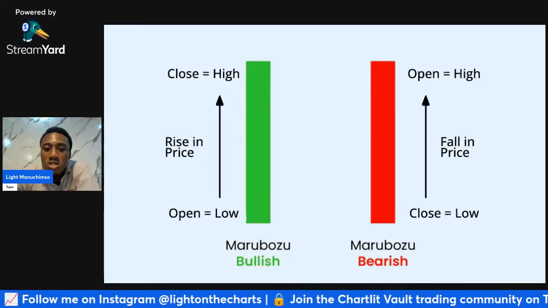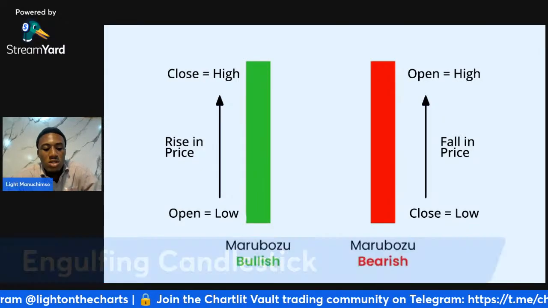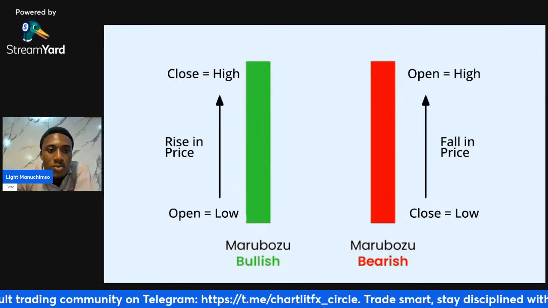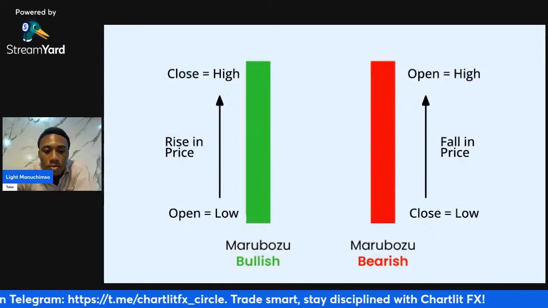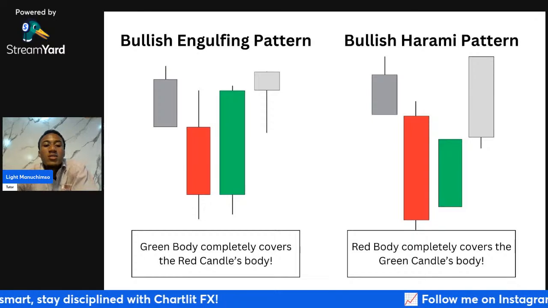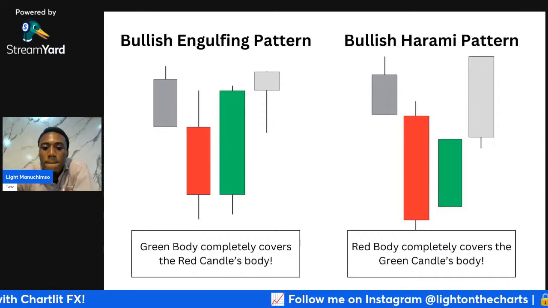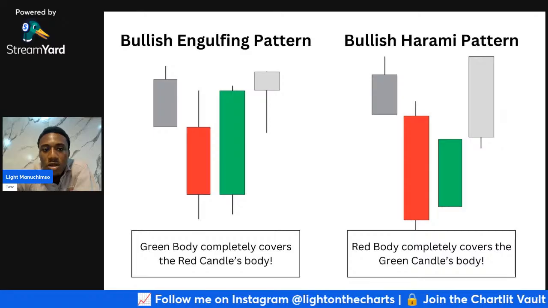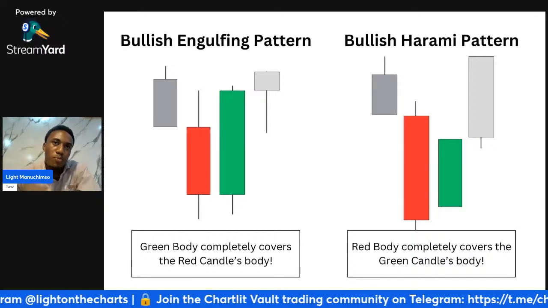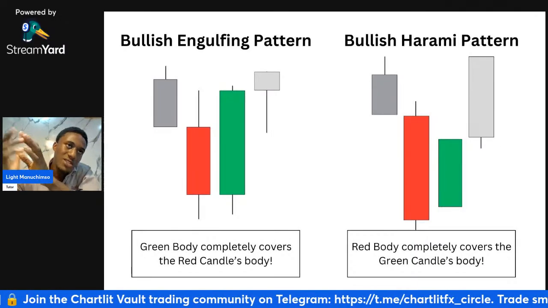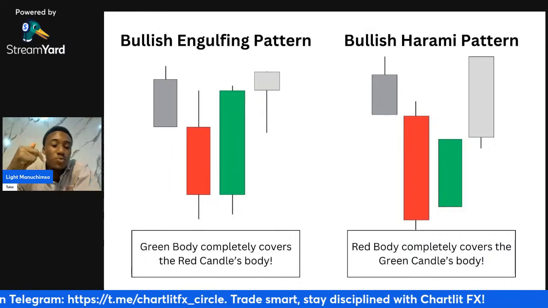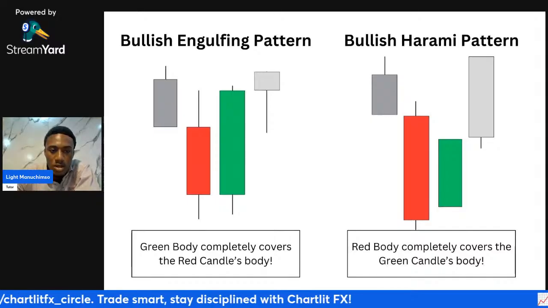the engulfing candlestick. Let me show us the engulfing candlestick. This is the bullish engulfing pattern and the bearish engulfing pattern. Now this one also forms at the bottom of the downtrend. The bullish candlestick patterns form at the bottom of the downtrend. What are they signaling? They're signaling a reversal in price. Sellers have pushed price, and it's time for buyers to step in and push price upwards.